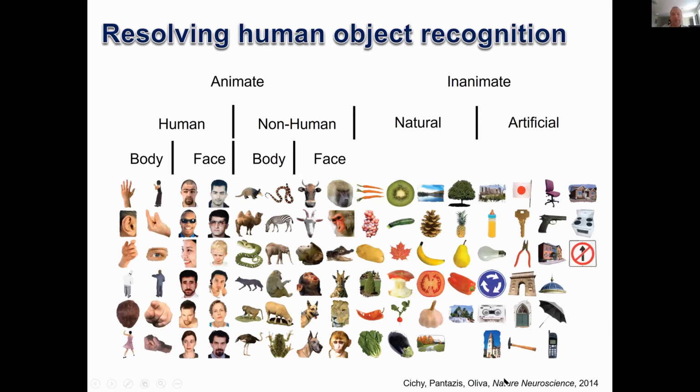So we presented 92 different image stimuli, each of them belonging to ordinal and subordinal categories. So you see here, there are animate and inanimate objects, and with further subdivisions of human and non-human, and then bodies and faces, and we also have natural and artificial objects. So these are concepts that we wanted to see how the brain processes them, whether there are signals that are encoding these concepts in a different way in the brain, and what are the dynamics and where in the brain this happens.